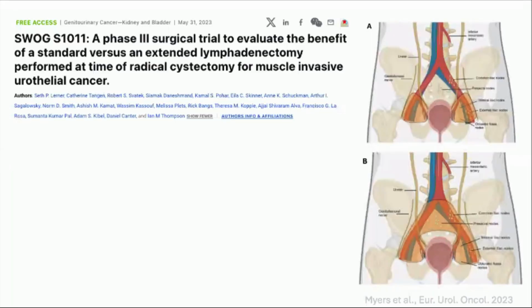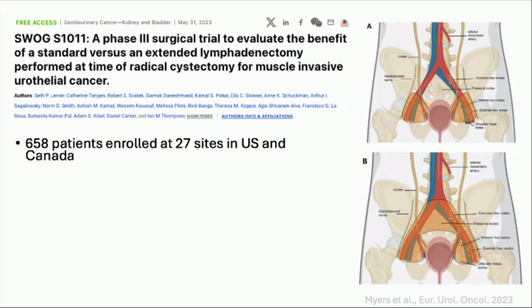This is the SWOG S1011 trial, and Vancouver General Hospital did participate in the study. This was another prospective randomized study that aimed to evaluate the importance of extended versus standard lymph node dissection. The results were originally presented at ASCO 2023, and Dr. Lerner also presented some unpublished data at the EAU, which I will also touch on.